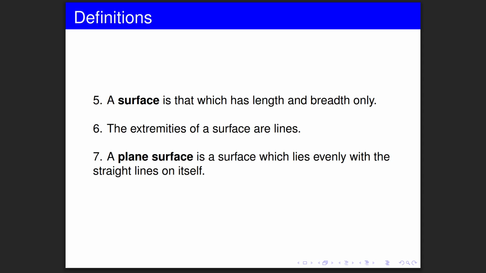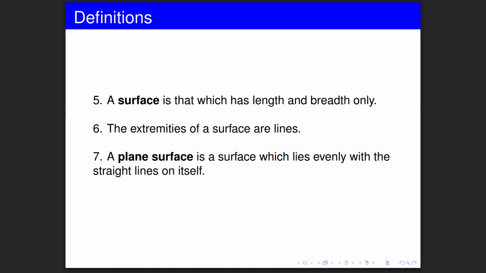So next we have some definitions about surfaces. Definition 5, a surface is that which has length and breadth only. Definition 6, the extremities of a surface are lines. And definition 7, a plane surface is a surface which lies evenly with the straight lines on itself. So these definitions are pretty similar to the definitions for lines, just now we're talking about a two-dimensional object. So we won't really say too much about these ones.